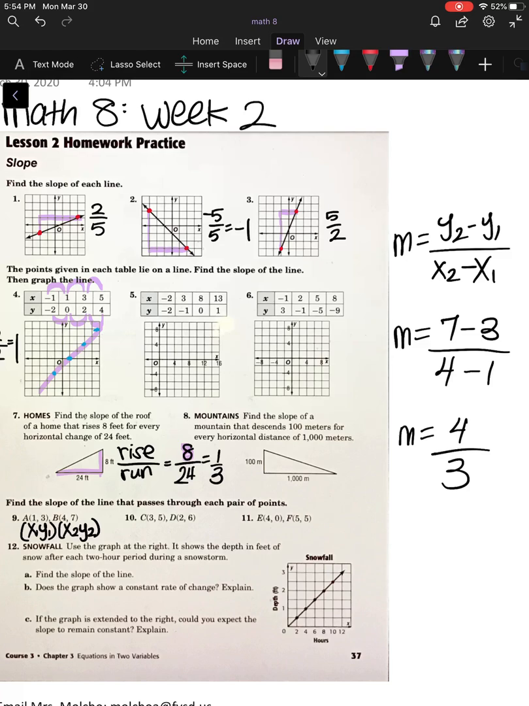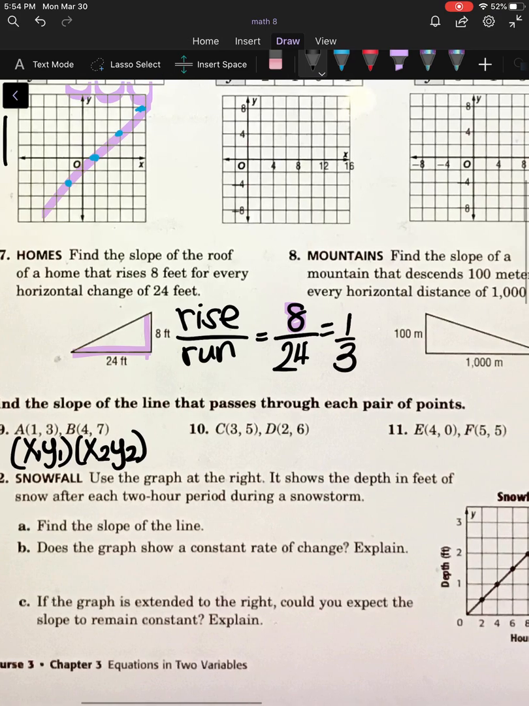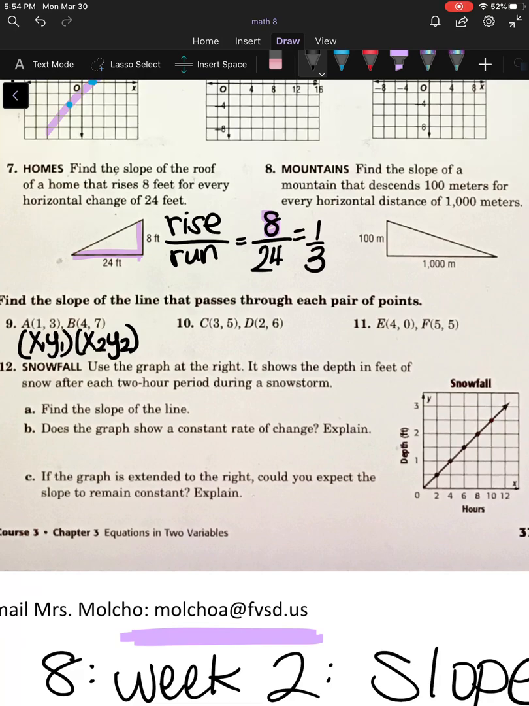The last problem, number 12, says snowfall. Look at the graph on the right. It shows the depth in feet of snow each hour after each 2-hour period during a snowstorm. So the x value is the hours, and those go by twos, 0, 2, 4, 6, 8, 10, 12. And the y value is depth in feet, and those actually go by half increments: half, 1, 1.5, 2, 2.5, 3. And it's important to notice that because otherwise if you assume that each box is 1, then it's sneaky and you don't want it to trick you.